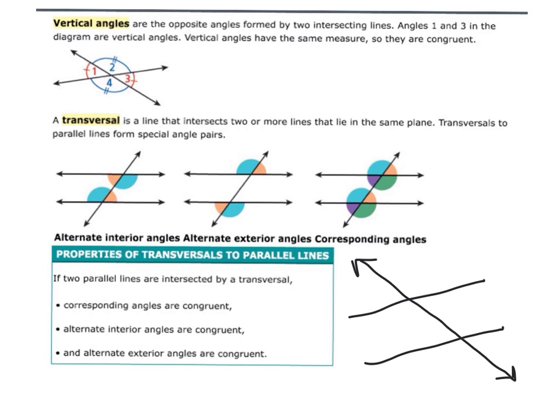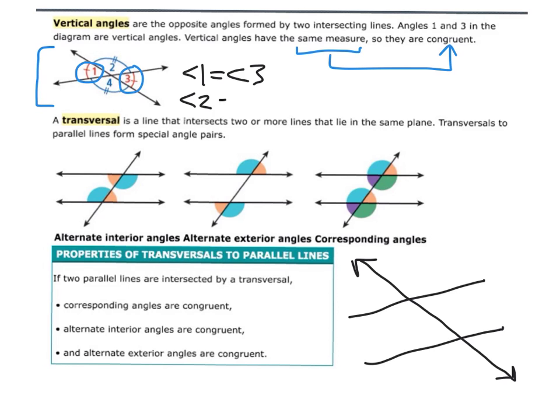Vertical angles are the opposite angles formed by two intersecting lines. Angles 1 and 3 in the diagram below are vertical angles because they're opposite of each other. Vertical angles are formed when you have two lines that intersect each other, the angles that sit opposite each other. Vertical angles also have the same measurement, so it's helpful to be able to identify vertical angles because they're congruent. So if I know angle 1, I know angle 3 because they're congruent. Sometimes that can be helpful. And if I know angle 2, I know angle 4.